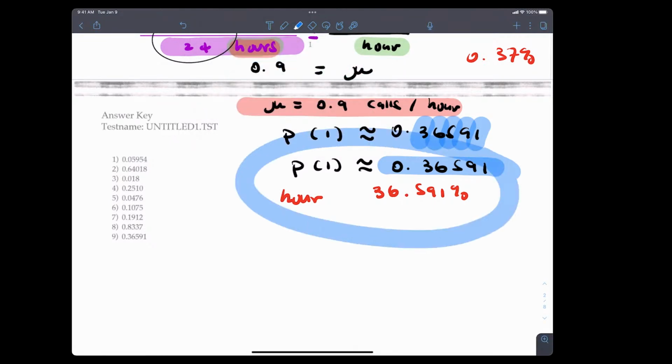And ladies and gentlemen, there you go. That's how we answer these Poisson questions. And pretty good.